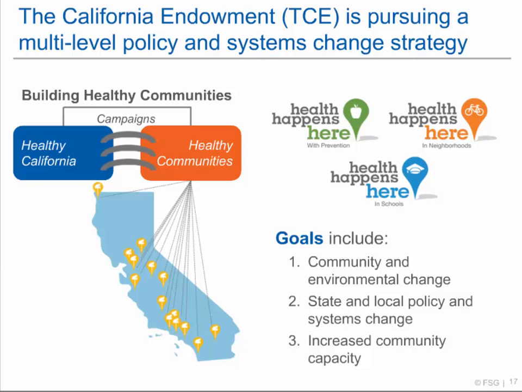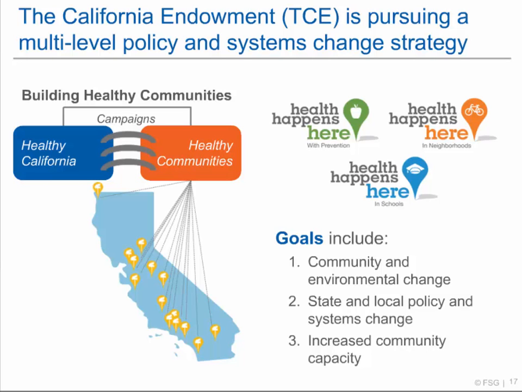With this in mind, the efforts of both of our Healthy California and Healthy Communities teams fall into 3 campaigns. Health Happens in Schools, where we're focusing on issues such as promoting social and emotional support for students. Health Happens with Prevention, where we're focusing on the implementation of the Affordable Care Act. And Health Happens in Neighborhoods, where we're focusing on a variety of issues ranging from land use to safety.